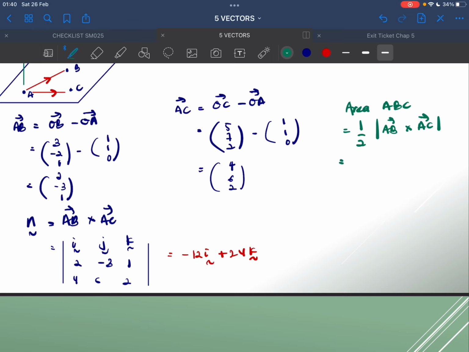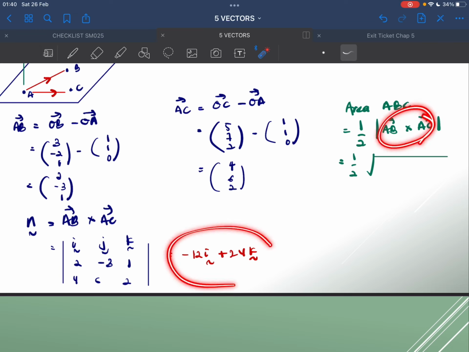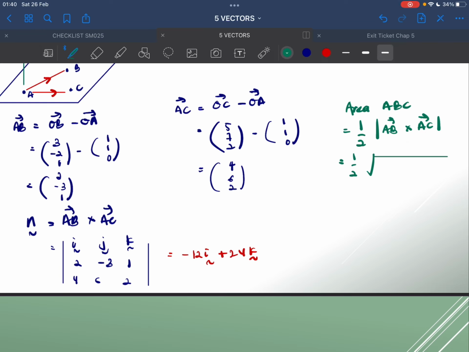So here we have 1 over 2 square root, AB cross AC is this one here. So we have negative 12 squared plus 24 squared. Okay, so you should get the final answer 13.4 unit squared.